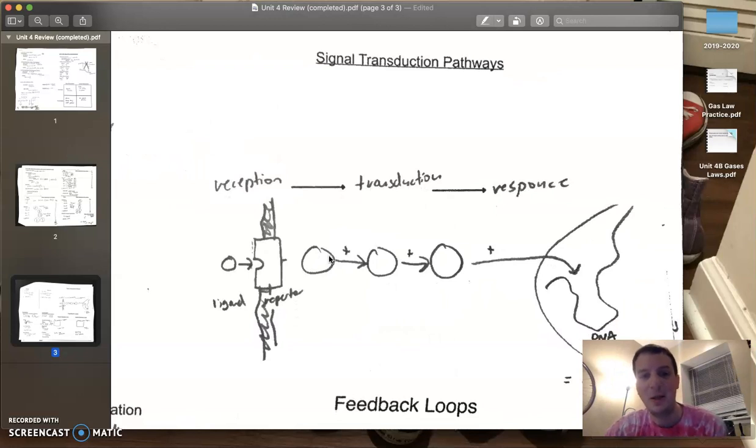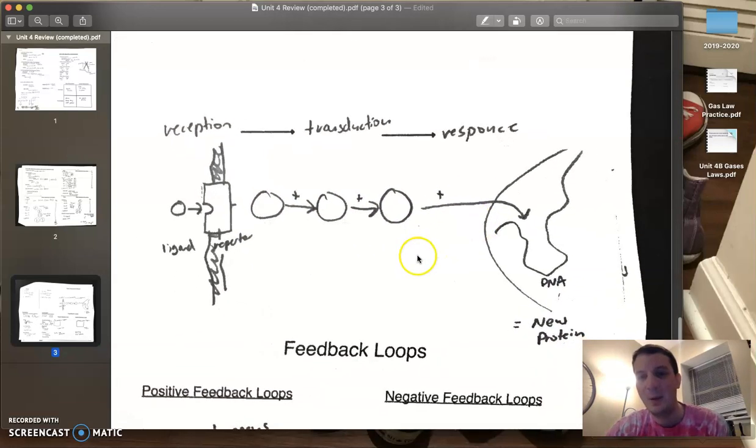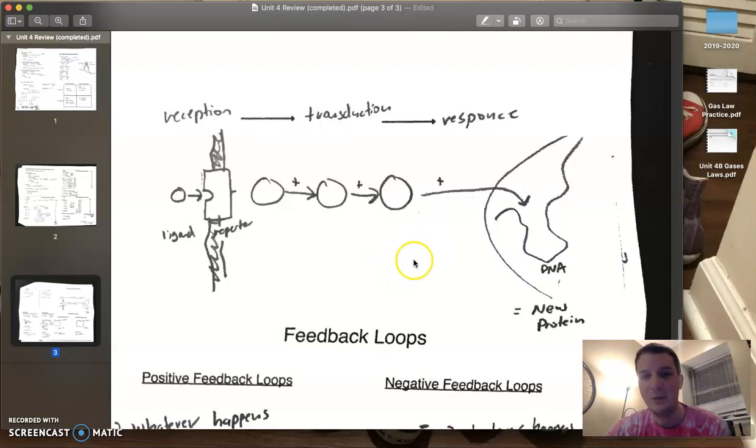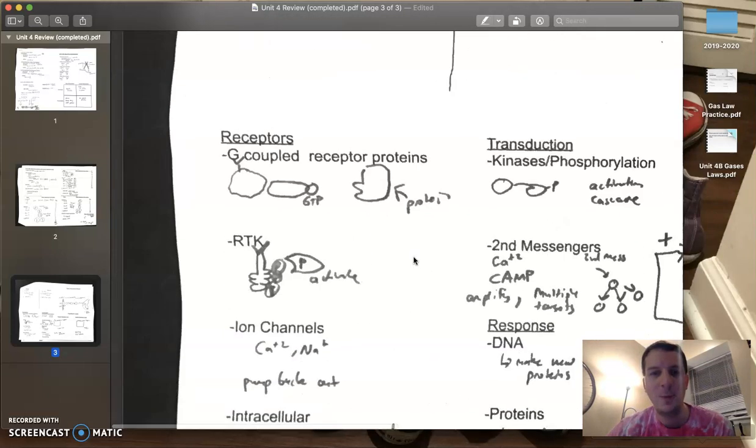So you should know the 3 key steps. Reception, where the ligand will bind to the receptor, and that will cause a conformational change in that protein, which will activate something on the other side of the membrane, unless the ligand, of course, can go through the membrane and find a receptor inside. Transduction, and we pass that signal along from one protein to the next. And then finally, a response will happen. So either something will go into the nucleus and change DNA expression, or maybe you'll activate a protein in the cytoplasm, or you'll signal a protein to get destroyed. So any of those things could happen.